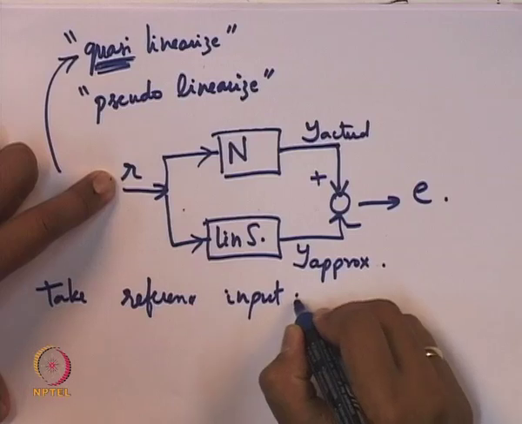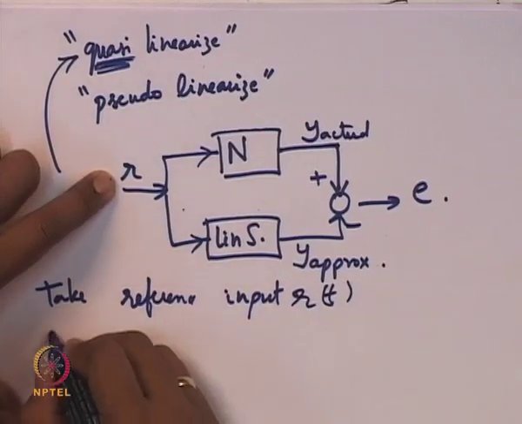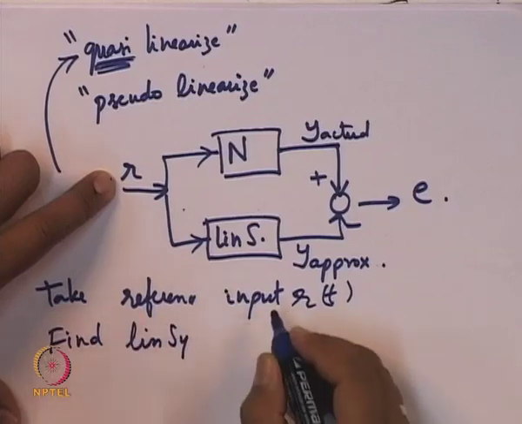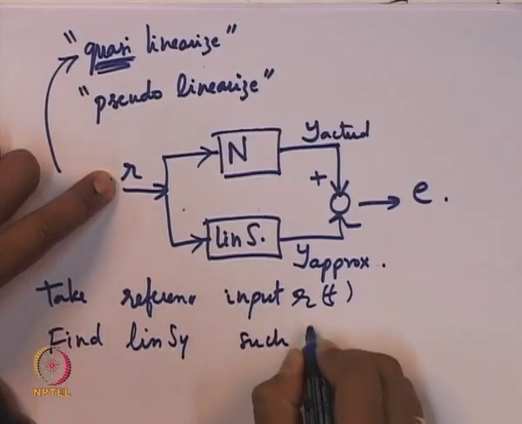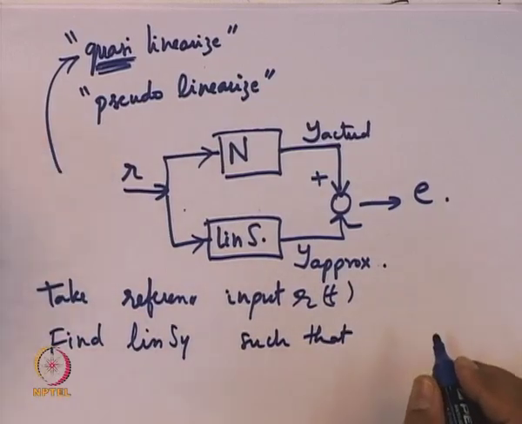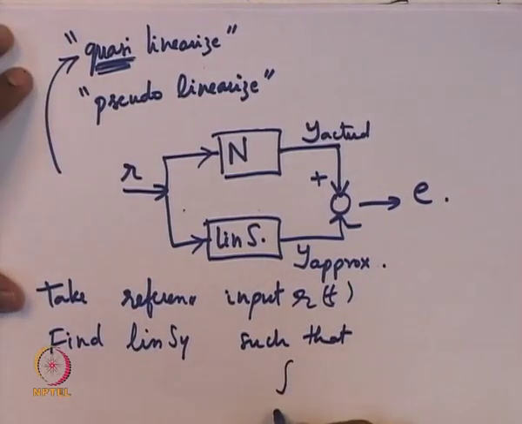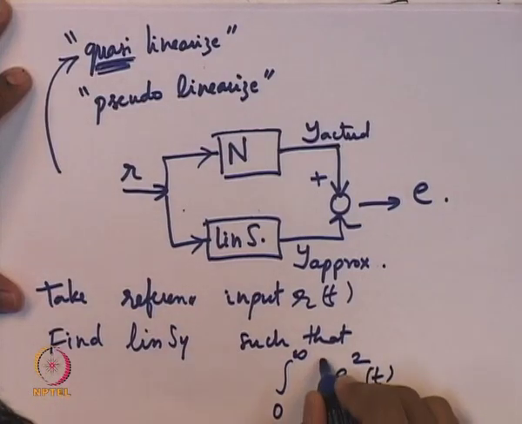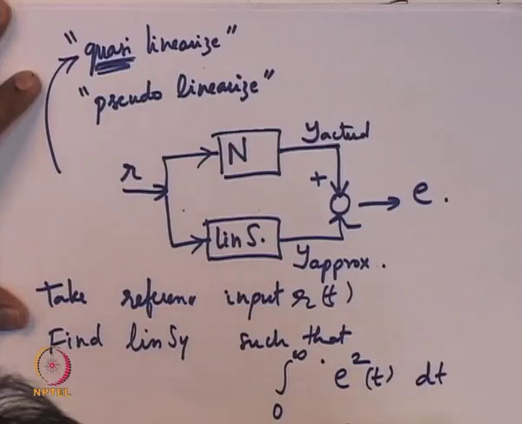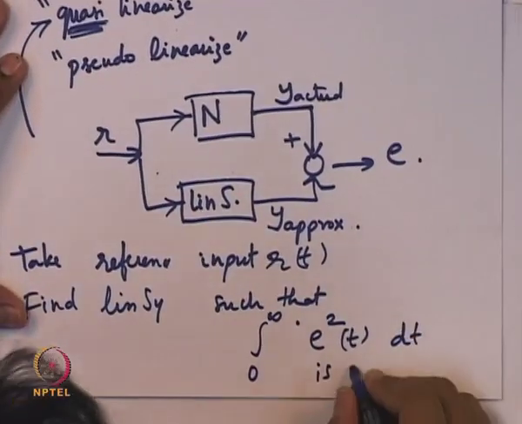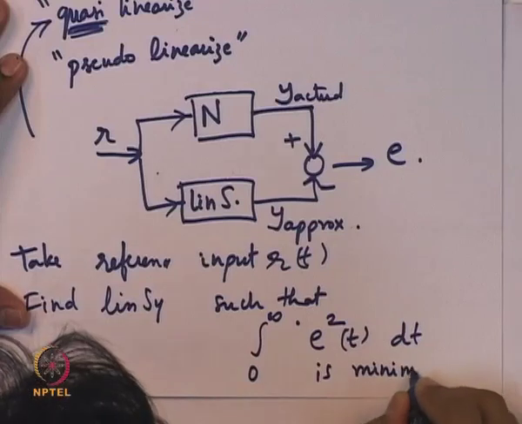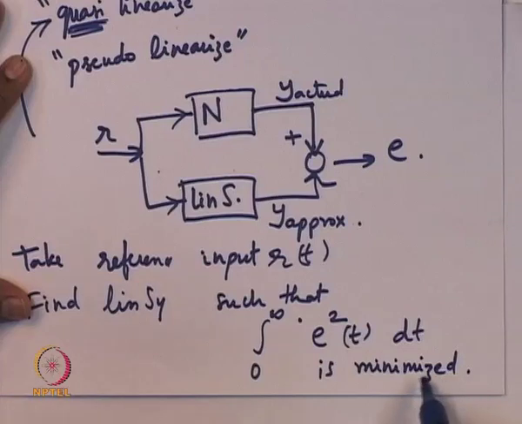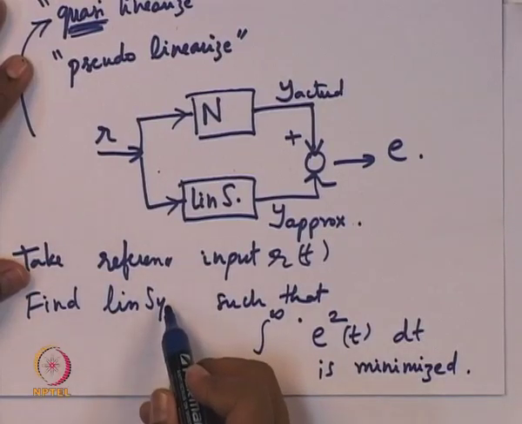Take reference input r of t, find a linear system such that the integral from 0 to infinity of e square dt is minimized. Is that reasonable? Minimized over what? Minimized over all linear systems that you could take.